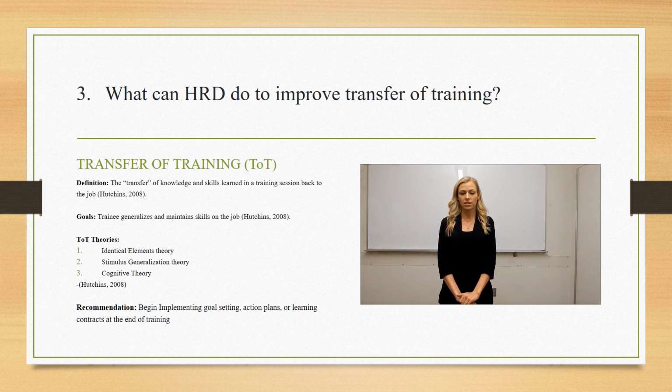The goals of a successful training transfer are to have employees generalize and maintain skills at the workplace. There are 3 theories used for the transfer of training. These theories are 1, the identical elements theory, 2, the stimulus generalization theory, and 3, the cognitive theory.